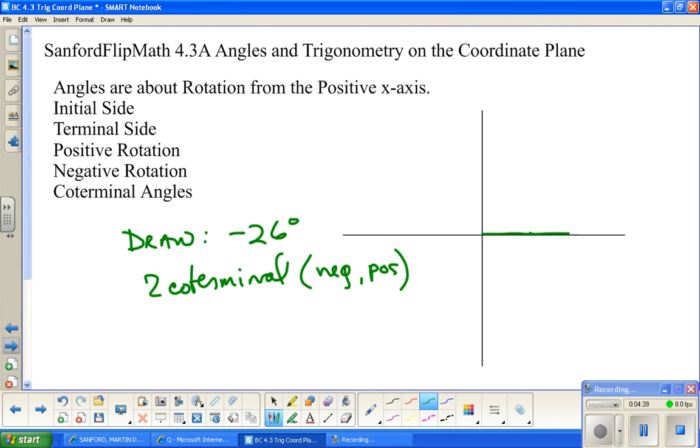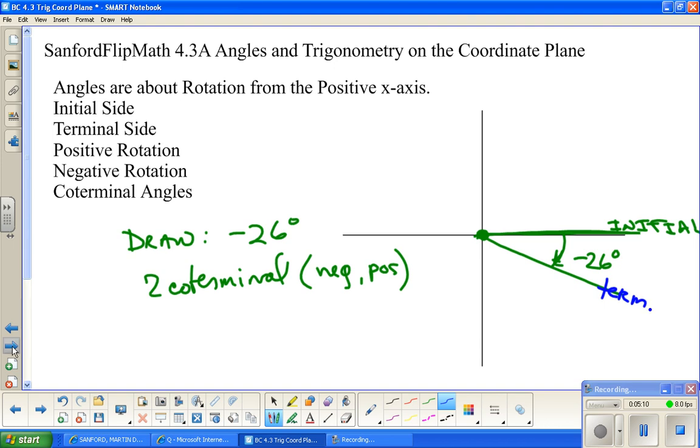So the initial side is here. You don't have to always label that, but I am going to do that right now just so we're clear. And again, negative rotation. We always rotate around 0, 0, around the origin or the pole. Negative 26 is going to be something like that. So here's negative 26 degrees. And again, this is the terminal side right there.